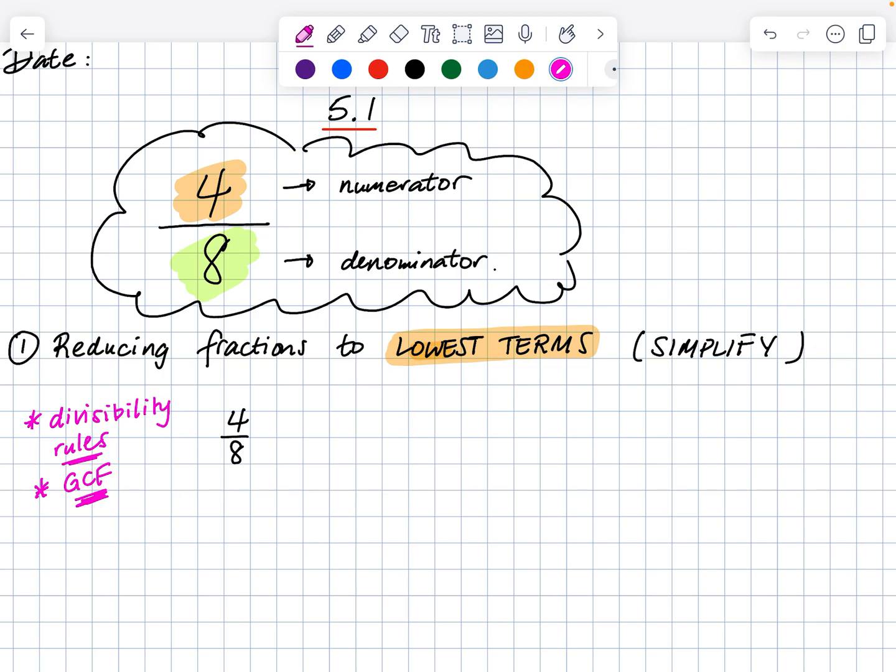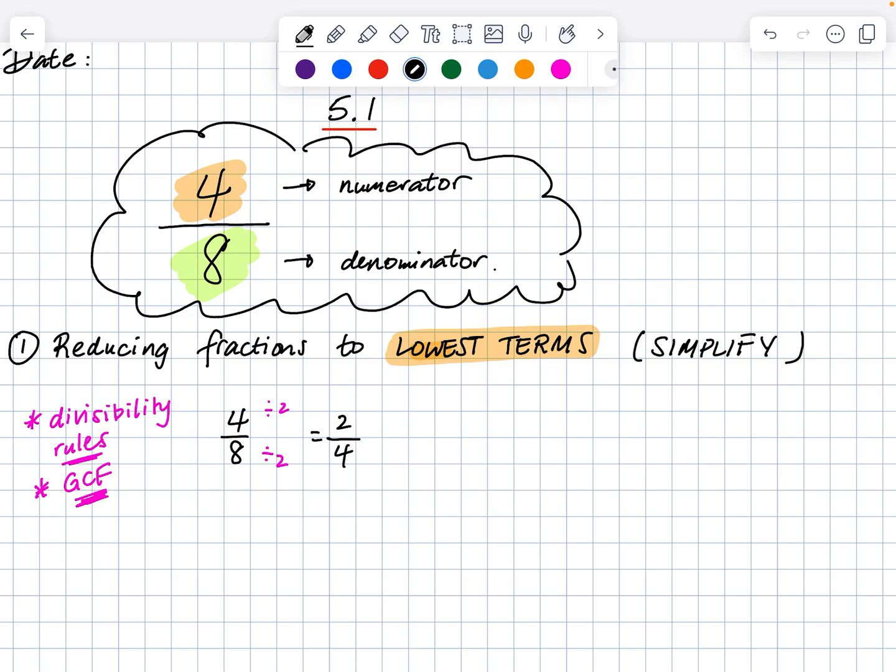If we look at 4/8, we want to get that to the lowest possible terms. And I'm thinking in my head, I know 4 and 8 are both divisible by 2 because they both are even numbers. So what I do is I just show that the numerator is divided by 2 and the denominator is divided by 2. My result is going to be 4 divided by 2 is 2, and then 8 divided by 2 is 4.